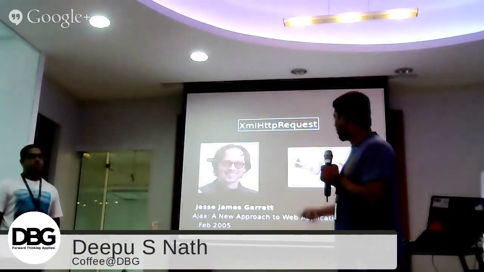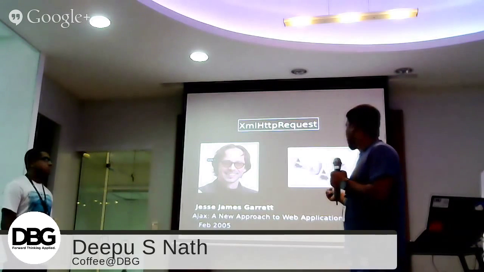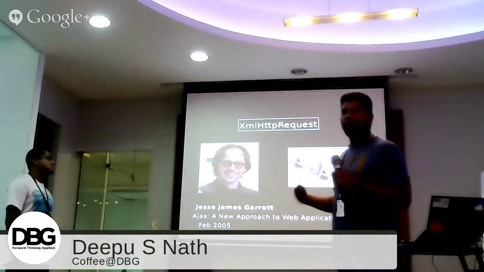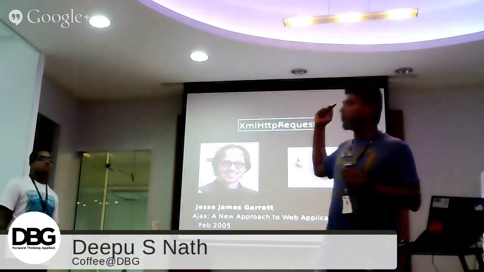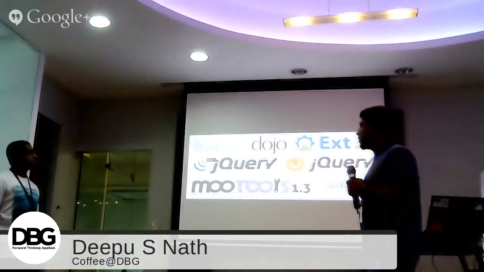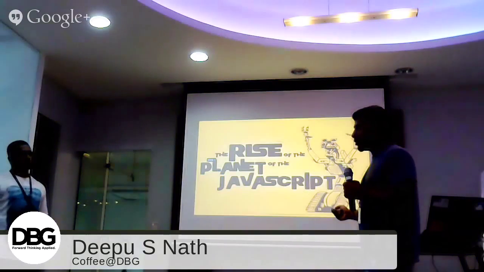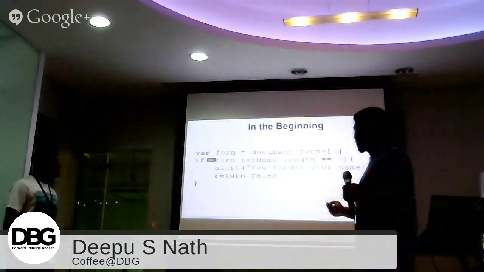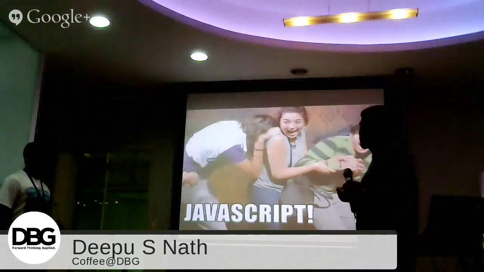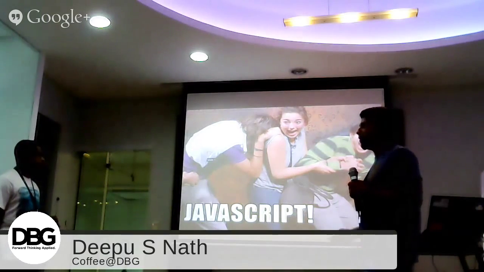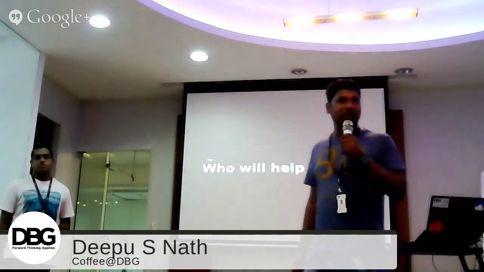And Jesse James Garrett coined the term Ajax, which made the web capable of doing much more things that were not possible before. Then came all the libraries, and more open source contributors came, which made JavaScript richer. In the beginning, it was something, when we look, we know that. Later, it changed in this way, and when we see JavaScript, it is like this. Okay. So who will help you to understand JavaScript?